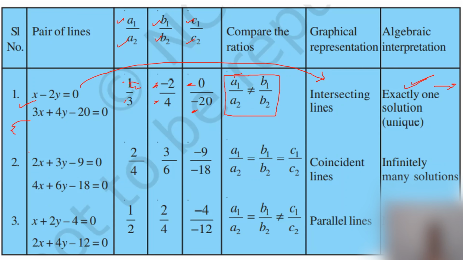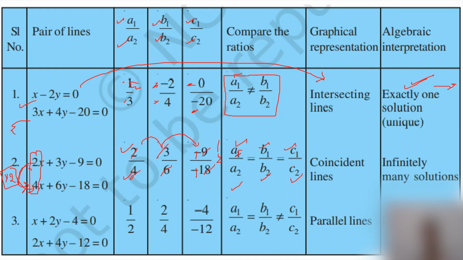And if you observe the second example, in that we were having equivalent equations, completely the multiple of each other. Each and every term is multiplied by 2 to get the second equation. Now we can see the ratio of their coefficients is 1 upon 2, here also 1 upon 2, here also 1 upon 2. It means these are equivalent equations, and we can see a1 upon a2 is equal to b1 upon b2 is equal to c1 upon c2.